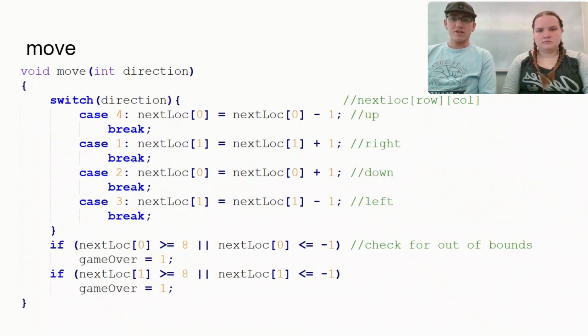The next function is the move function. This will take in an input from the user and decide what the next location the snake is going to be moving into. It also checks for the bounds of the grid.